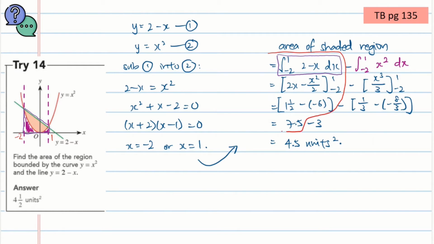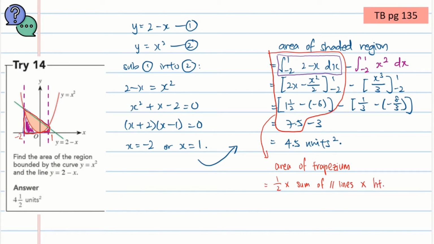Okay, another way to see this part is that this shape is actually just a trapezium shape. So what you could do is half times sum of parallel lines. So let me just write it out here. So area of trapezium, which is half times sum of parallel lines, times its perpendicular height.